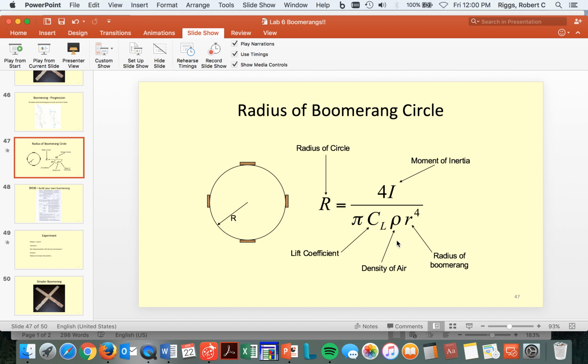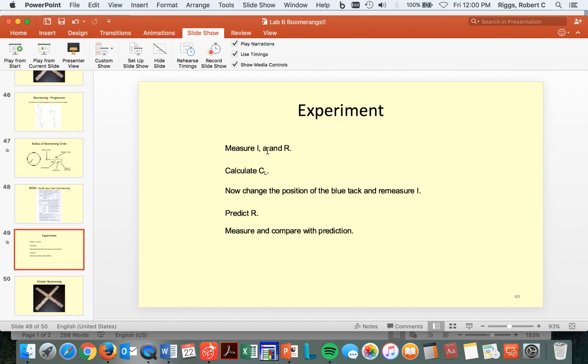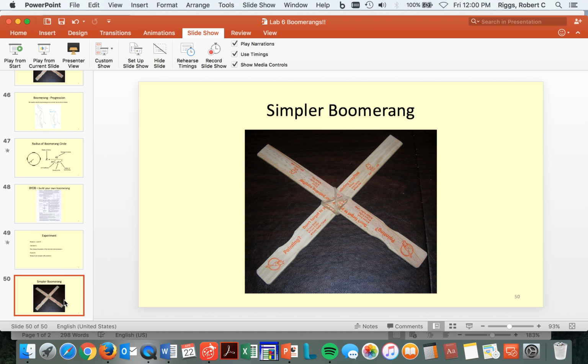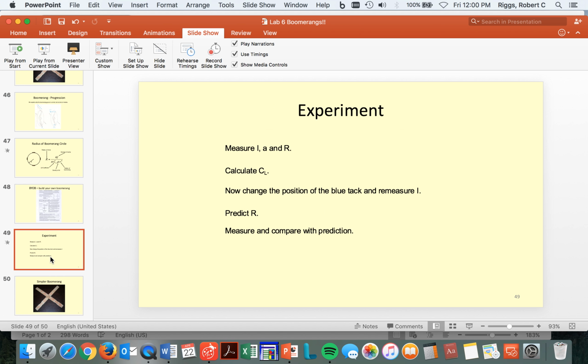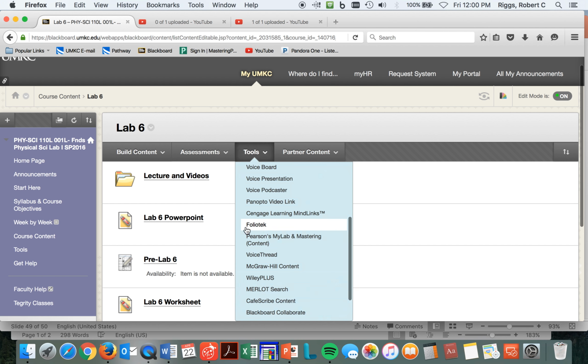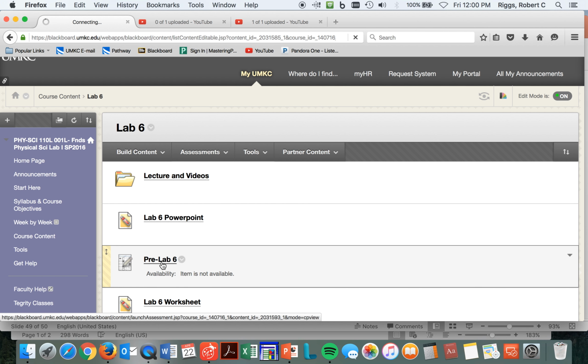Hold on. Assume air is 1.2 kilograms per meter cubed. I don't know what the A was. I think that was a mistake. Oh, it's supposed to be I and R. Measure I and R, and we'll be using this boomerang. So let's go look at the pre-lab some more.